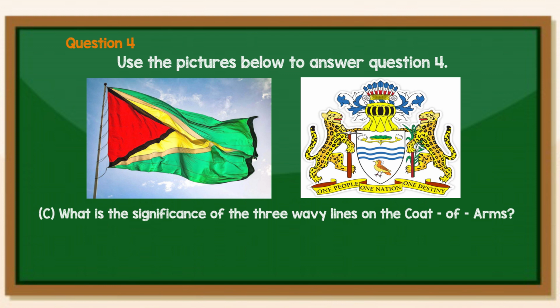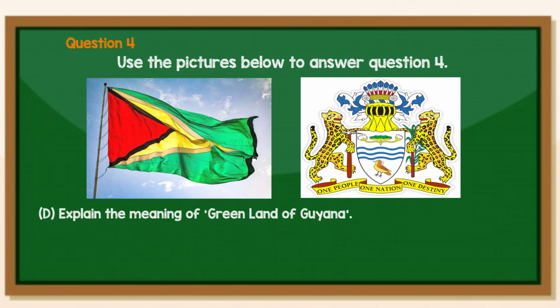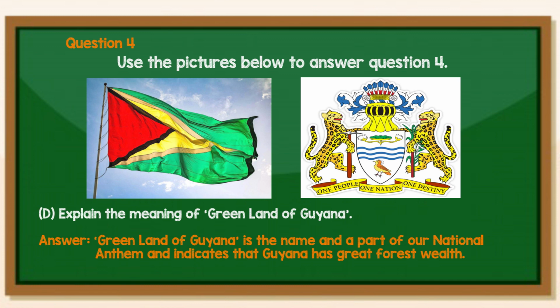C. What is the significance of the wavy lines on the coat of arms? I am sure, boys and girls, you are smiling because this one is very simple. The three wavy lines mean the many rivers of Guyana. And D. Explain the meaning of Green Land of Guyana. Green Land of Guyana is a part of our national anthem, and it indicates that Guyana has great forest wealth. So that is what Green Land of Guyana means. Let's move to question 5.